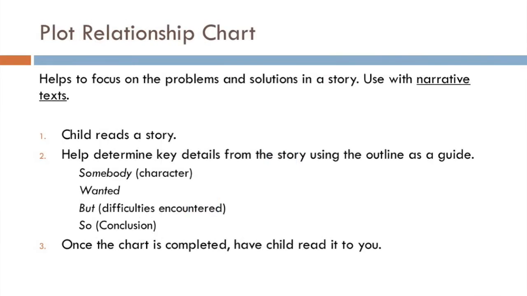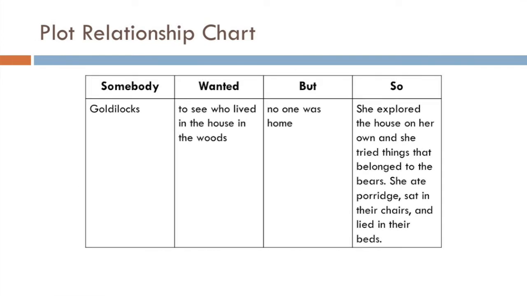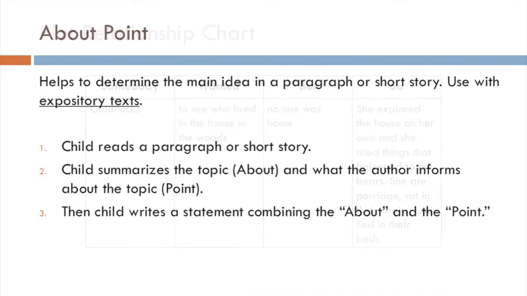Once the chart is completed, the reader summarizes the story. Responding to the 4 words in the plot relationship chart, somebody, wanted, but, so, helps readers understand the important parts of a story. Students can write a summary of the story using the chart as an outline. Readers can also use the 4 words as a guide to orally retelling a story. The strategy can be used for each chapter in chapter books.